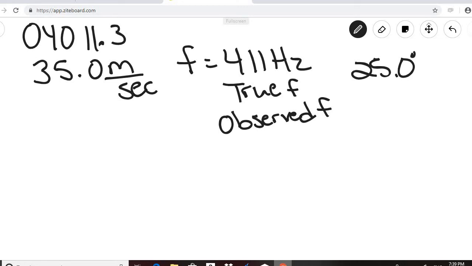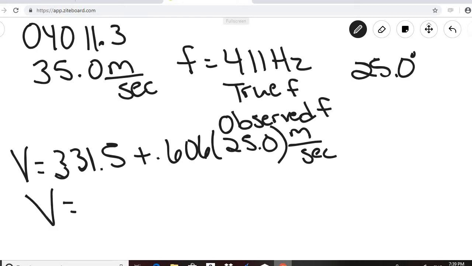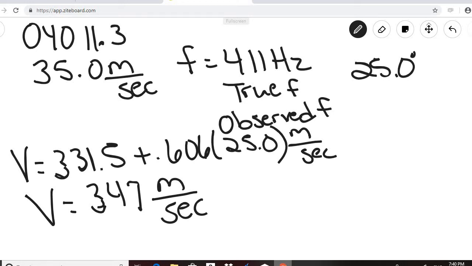Okay, so the first thing we need to do is figure out what is the velocity of sound to begin with. So we know that velocity is equal to 331.5 plus 0.606 times 25.0, and that is going to be in meters per second. If we do that math, with the number of significant figures that we can have, you should get 347 meters per second. Okay, so we know that the velocity of sound is 347 meters per second.